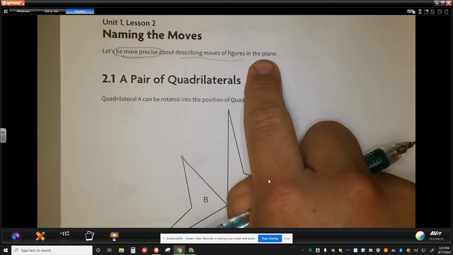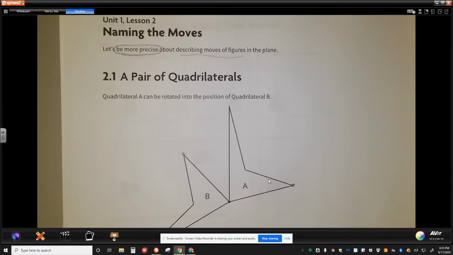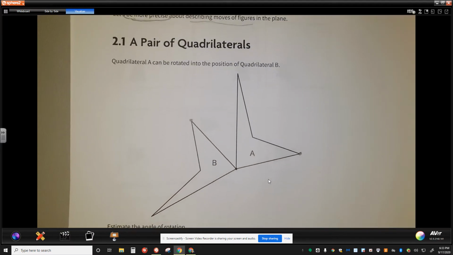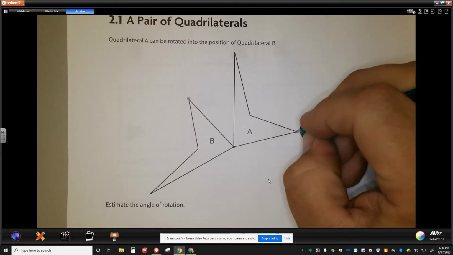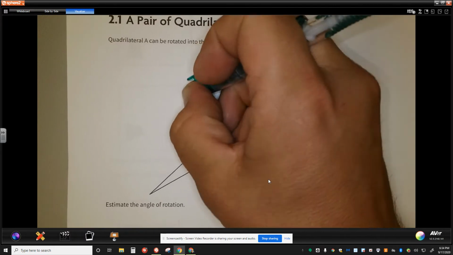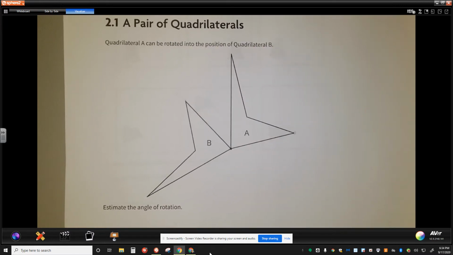Remembering that a plane, this may be new vocabulary to you, is simply a flat surface. So to begin, let's start with a piece that will help us as we do this to make sure that we're more exact. I'd like for you to take a minute and estimate the angle of rotation. When we're talking about the angle of rotation, we're talking about how figure A ended up onto figure B.